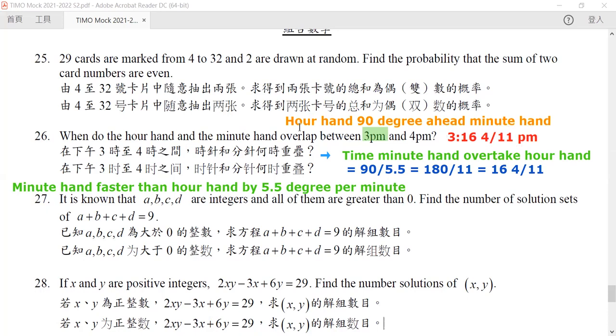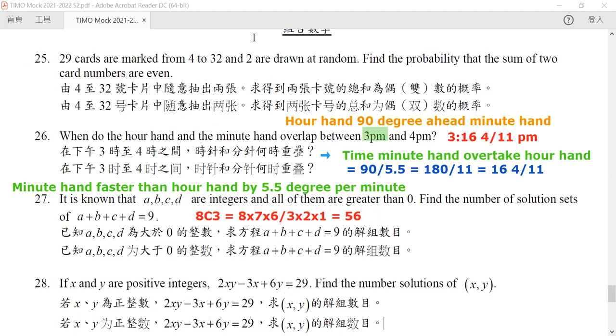So for our question 27, it is known that we need to find the number of solution sets for this. Now the number of solution sets is exactly the way we divide this 8 interval. We choose the 3 separations for the 8 intervals between the 9 numbers. So it will be equal to 8C3, and hence 8 times 7 times 6 divided by 3 times 2 times 1, which is equal to 56.